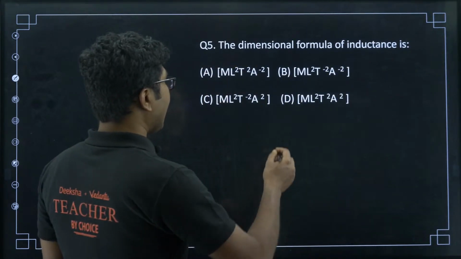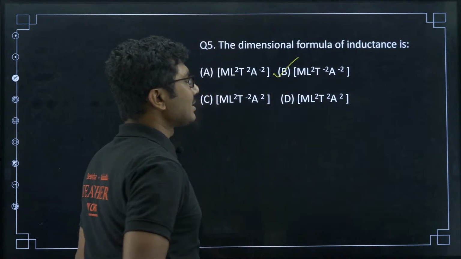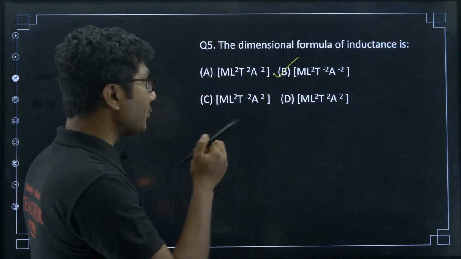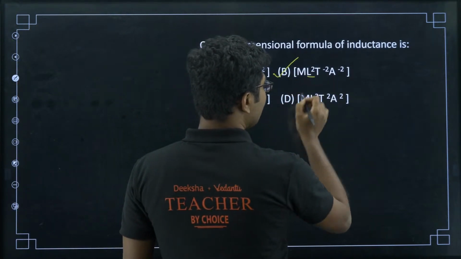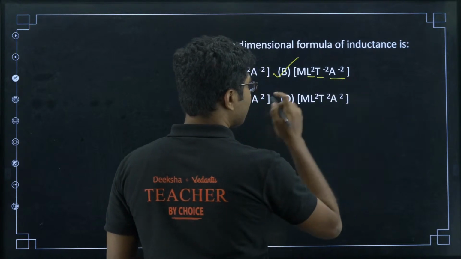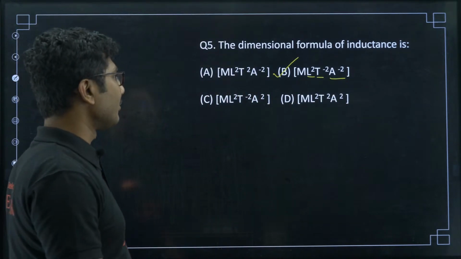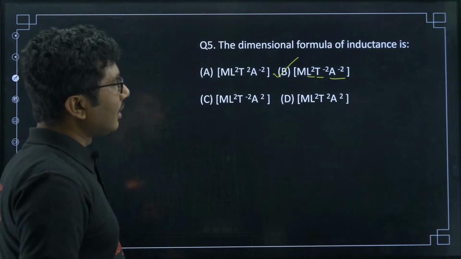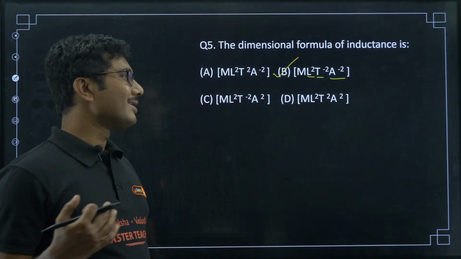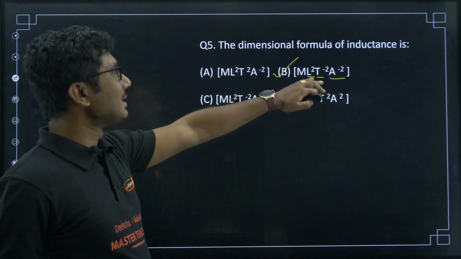Yes, M L square T to the power minus 2 A to the power minus 2. So, you have to remember L is 2, T is minus 2, A is minus 2. So, this is the dimensional formula for inductance. Okay, you have to memorize it, or if you try to find it, maybe it is slightly difficult at times, but this is the easiest way.